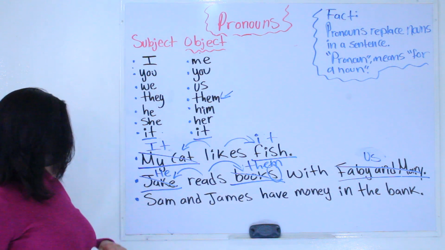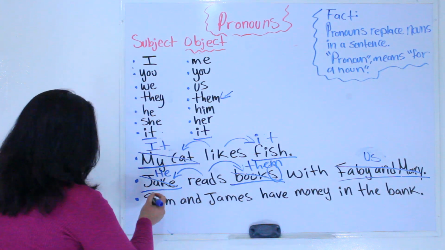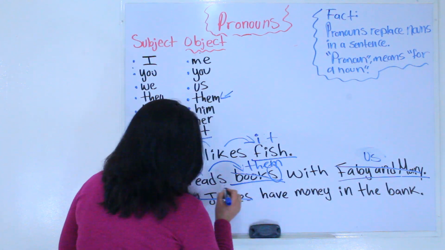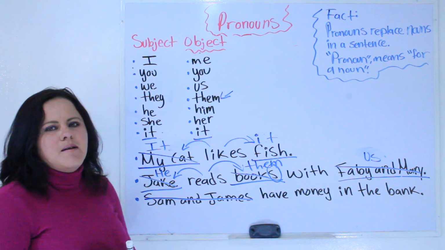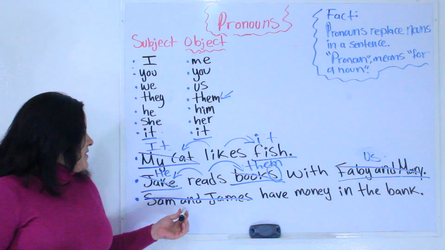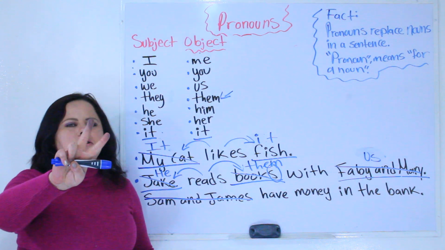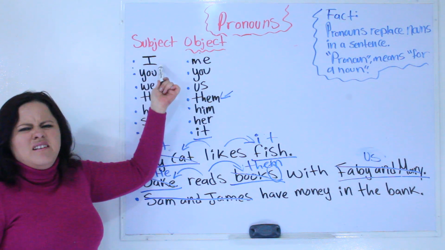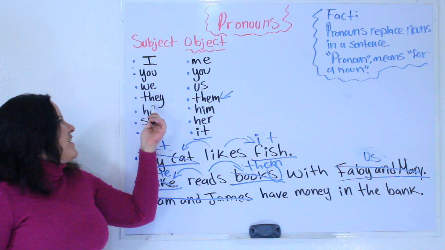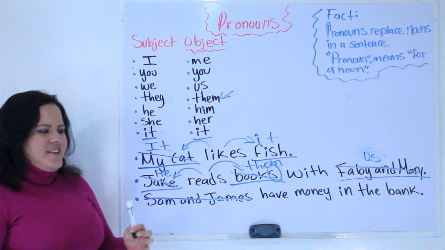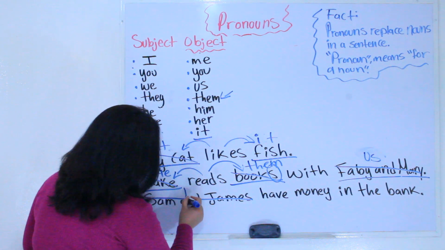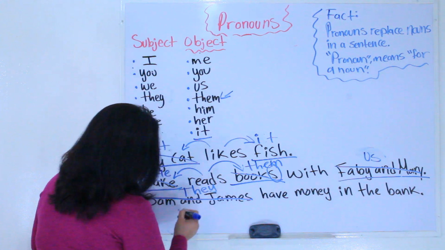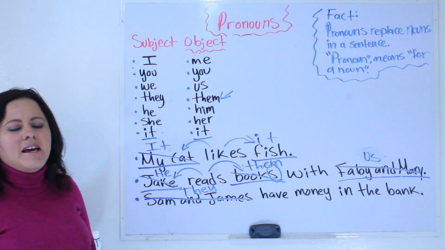All right. And then last one. Sam and James. Sam and James are the subject of the sentence. So Sam and James, two people. Subject of a sentence. Subject pronouns. Sam and James, I? No. So we use they. They. They have money in the bank.